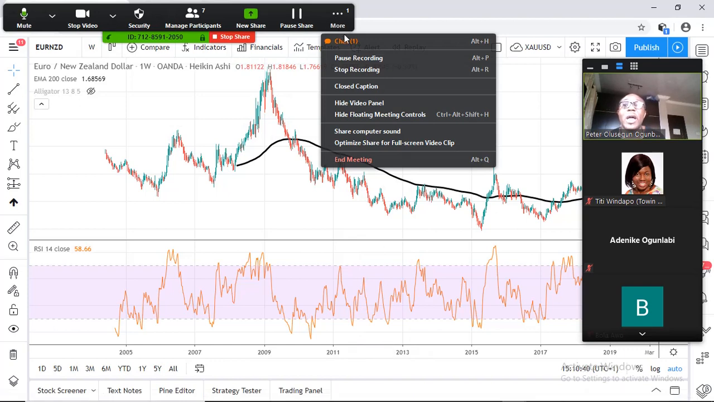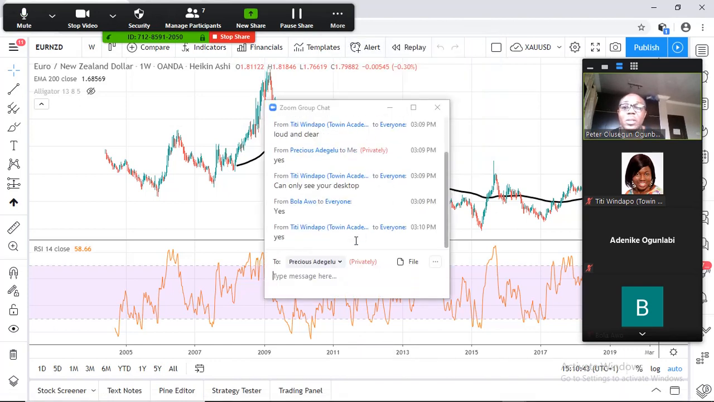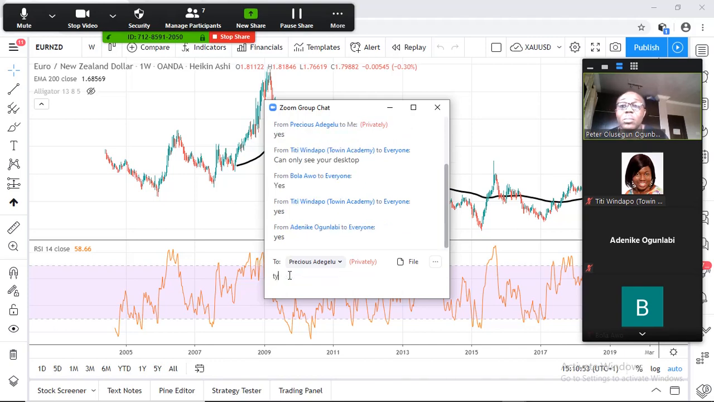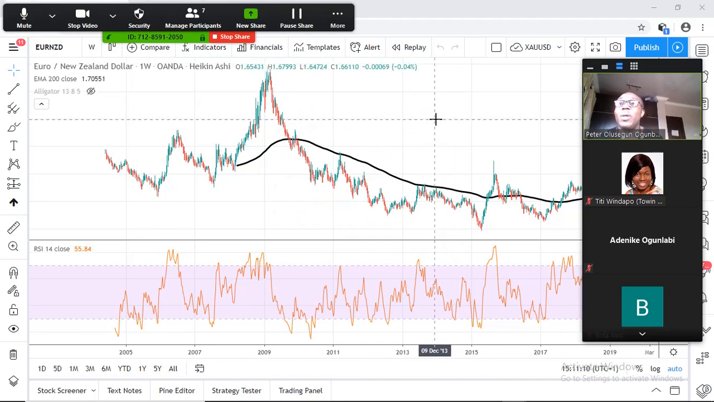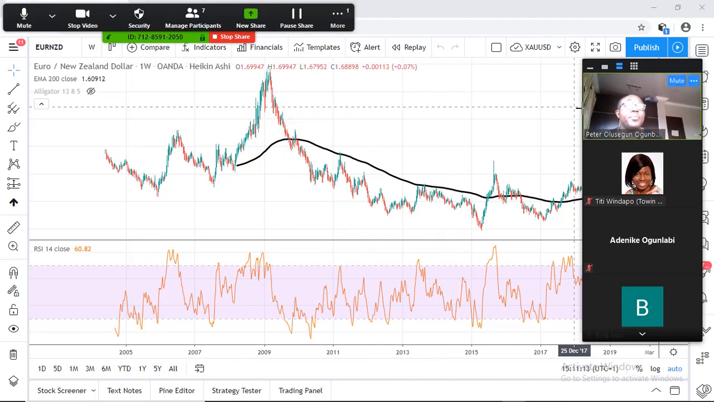Trade view, type yes. If you can see my trade view, type yes. Type yes, can see, or you can just say can see. Type can see. Oh, good, good. All right, good. So we're back on.